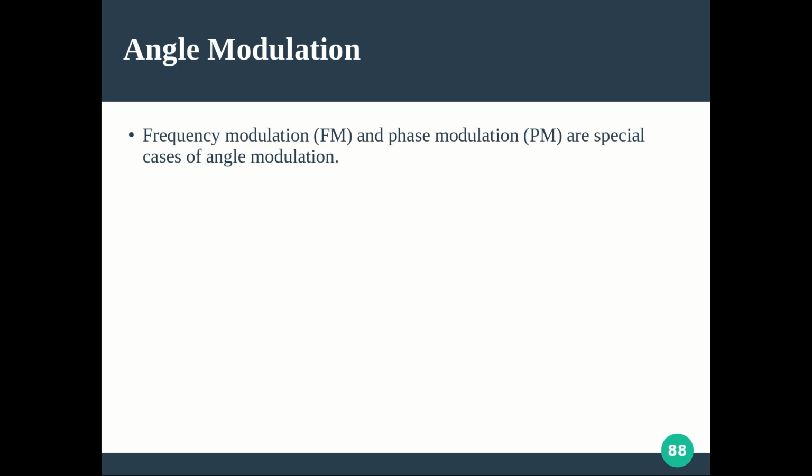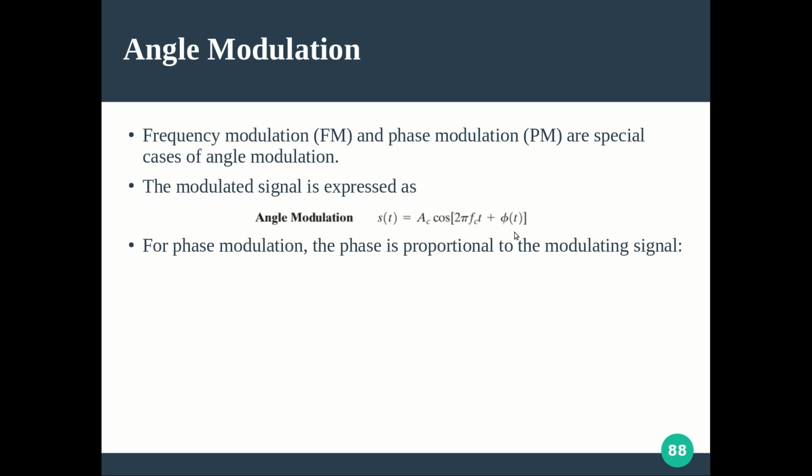Phase modulation and frequency modulation can be thought of as variations of angle modulation. In general, for angle modulation, this is how the modulated signal is represented. The carrier amplitude remains the same, because in both cases amplitude is constant, cos 2 pi fc, the carrier frequency, but this frequency is actually changed by introducing a function, that is phi of t. For phase modulation, the phase is proportional to the modulating signal.